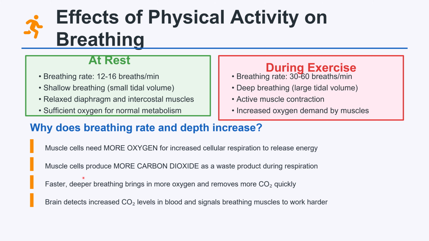Muscle cells produce more carbon dioxide as a waste product during respiration. Faster, deeper breathing brings in more oxygen and removes more carbon dioxide quickly. The brain detects increased carbon dioxide levels in the blood and signals breathing muscles to work harder.